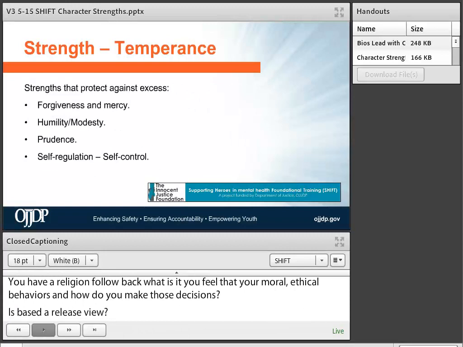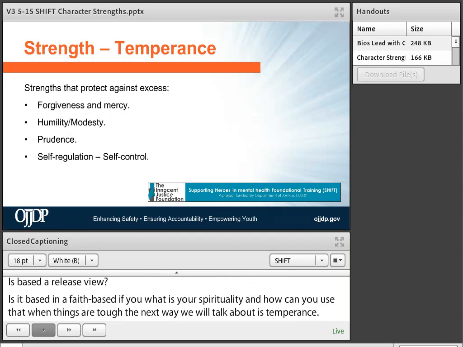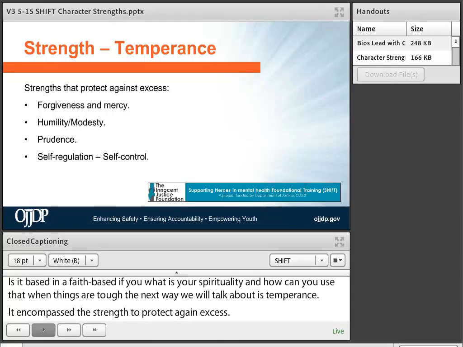And the next one we're going to talk about is temperance. That's not a word that we often use anymore, but it encompasses the strengths to protect against excess. So it's being temperate, meaning that we don't go to one extreme or the other, that we kind of go down the middle. So forgiveness and mercy, humility and modesty, and prudence, and self-regulation and self-control.